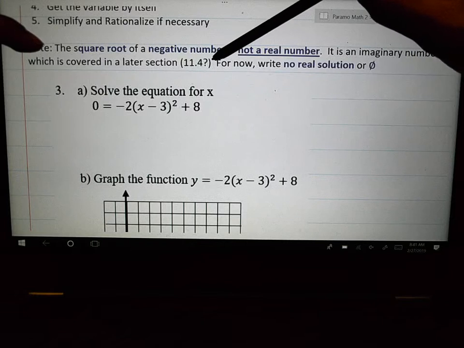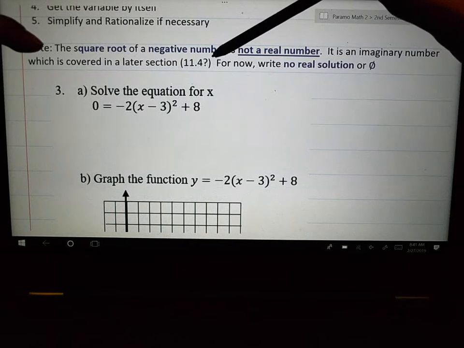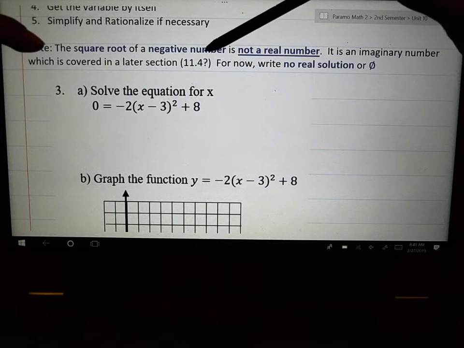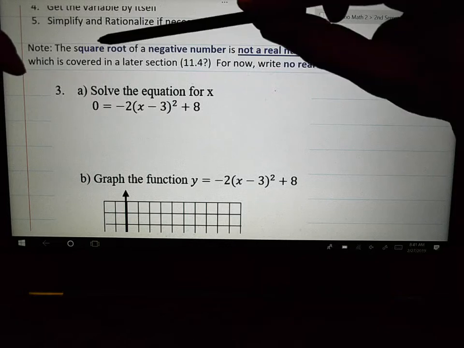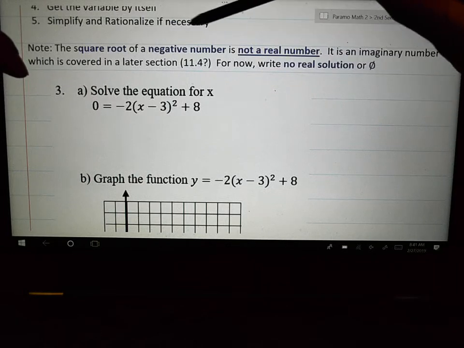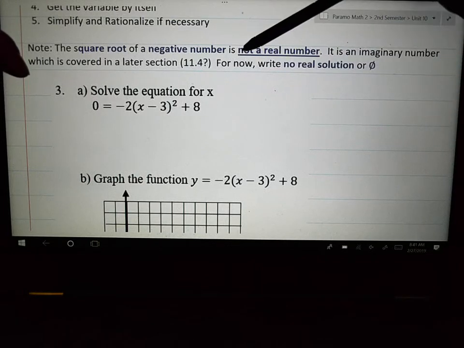Matter of fact, if you did it on a calculator, it would say the square root of -4 doesn't exist. It says error. It's not a real number. Technically, it's an imaginary number. And I don't know if we're going to cover it in this unit. I don't think I've seen anything in Unit 10.